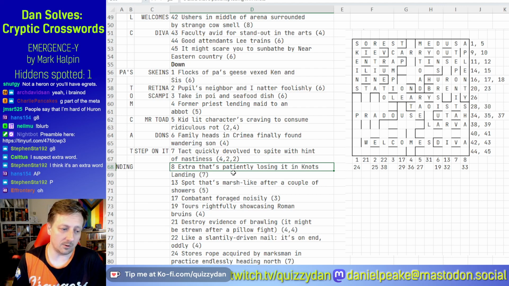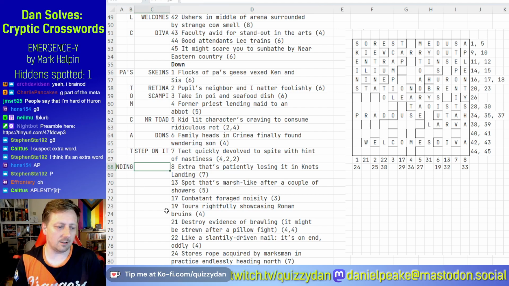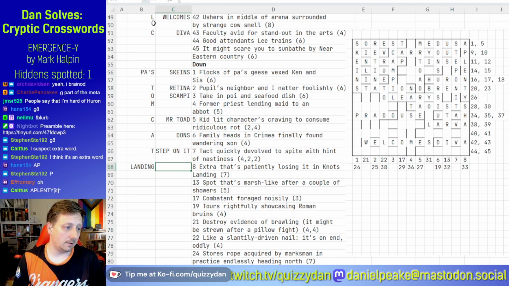So that is an 8-letter word at the moment, I think. No, it's a 9-letter word. Oh, but it becomes a 7-letter word. That's fine. Patiently, minus IT, anagram, because it's in knots. And yeah, that word landing is now off the screen. Never mind. Do I have enough space to do this? Okay. So the answer to that is aplenty.